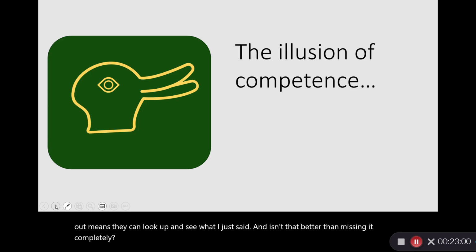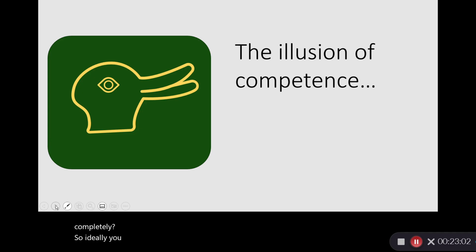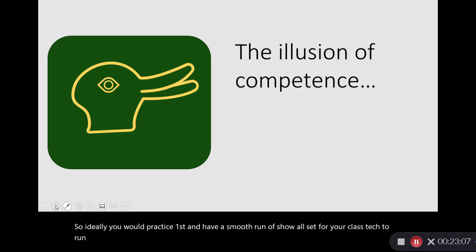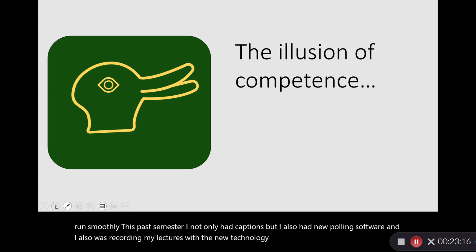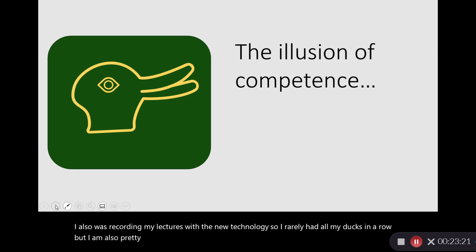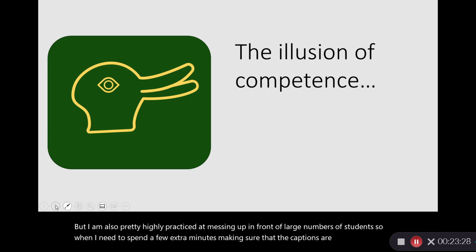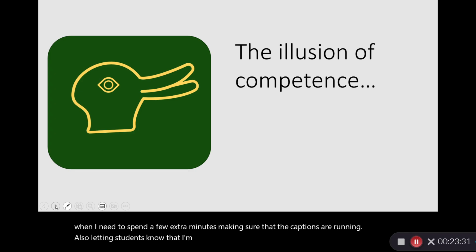So ideally, you would practice first and have a smooth run of show all set for your class tech to run smoothly. This past semester, I not only had captions, but I also had new polling software, and I also was recording my lectures with a new technology. So I rarely had all my ducks in a row, but I am also pretty highly practiced at messing up in front of large numbers of students. So when I need to spend a few extra minutes making sure that the captions are running, I'm also letting students know that I'm doing what I can to make their learning experience accessible.